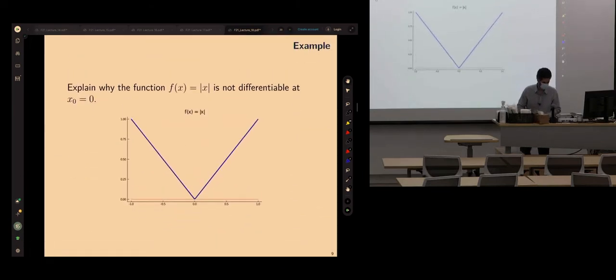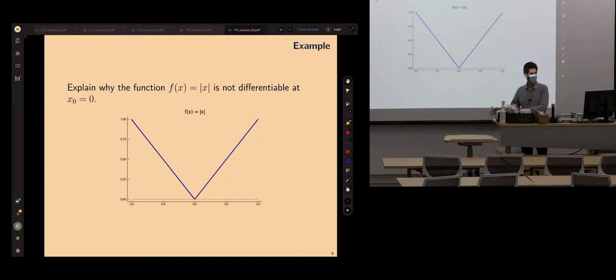Example. Our function is the absolute value of x. We want to explain why this is not differentiable. I can explain it here already: without any knowledge of calculus, when I say differentiable, you should think about a function that is smooth. There are no sharp edges.